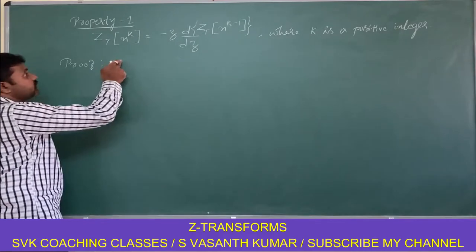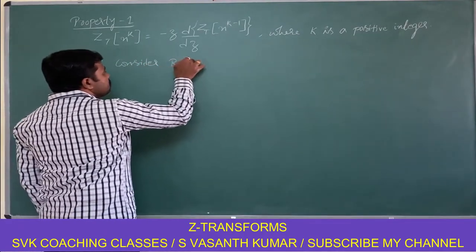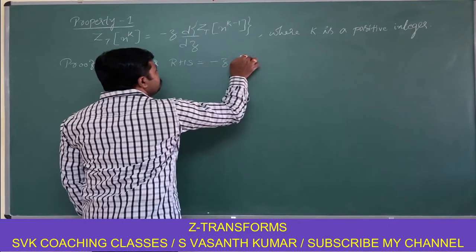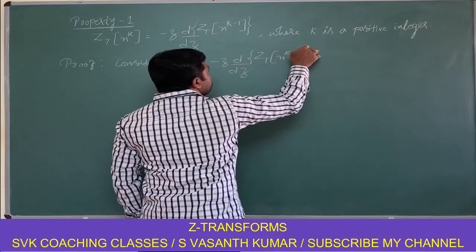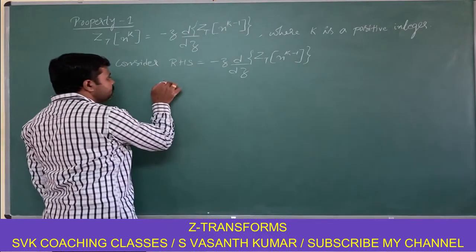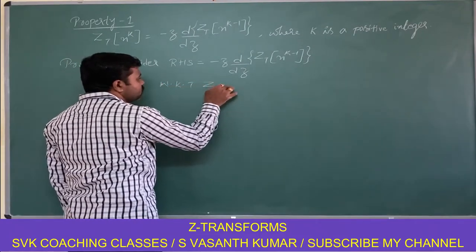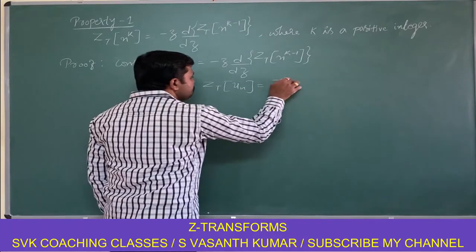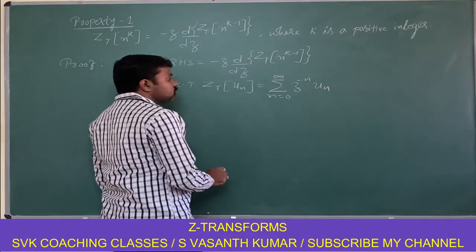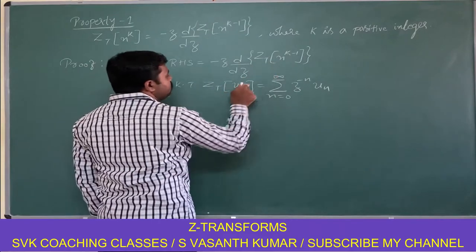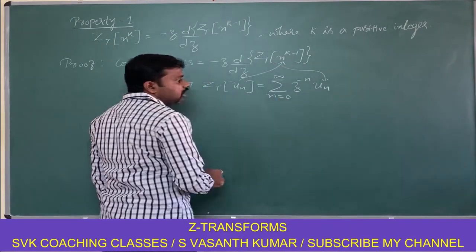Now we shall see the proof of this property. Consider the RHS of this property. What is the RHS here? Minus z into d by dz of Zt of n power k minus 1. To prove this, use the definition of Z transformation. We know that Z transform of u_n is defined as summation n equal to 0 to infinity z power minus n into u_n. Using this definition, in place of u_n we have n power k minus 1. So substitute that n power k minus 1 in the summation, in the definition.